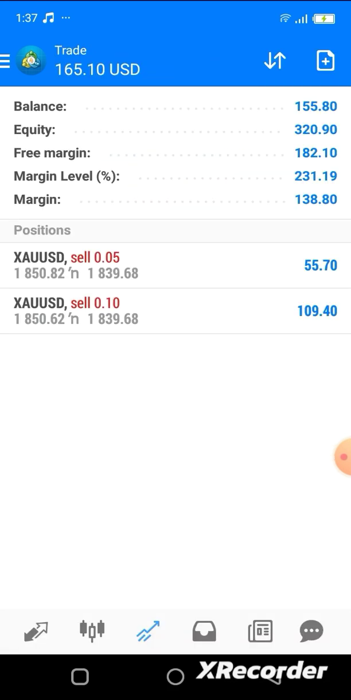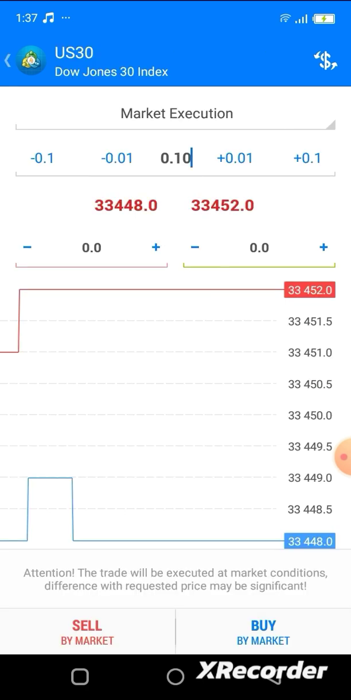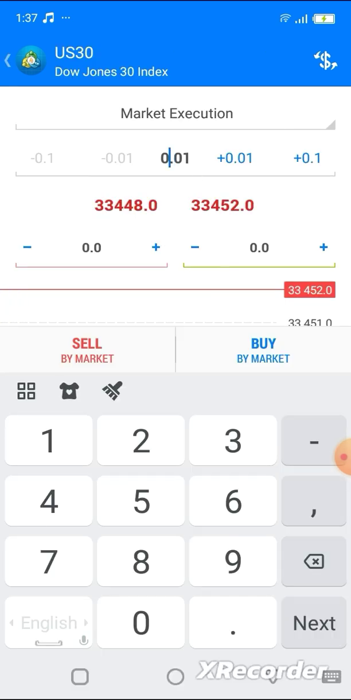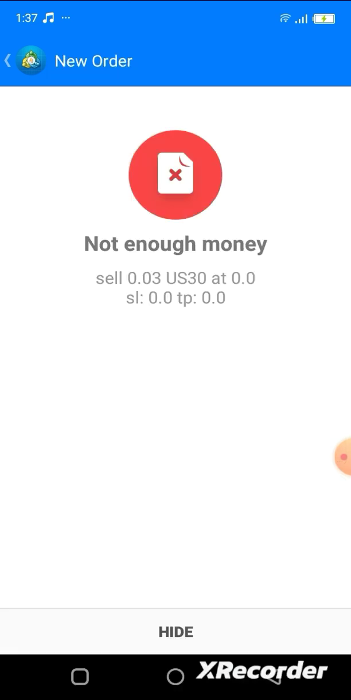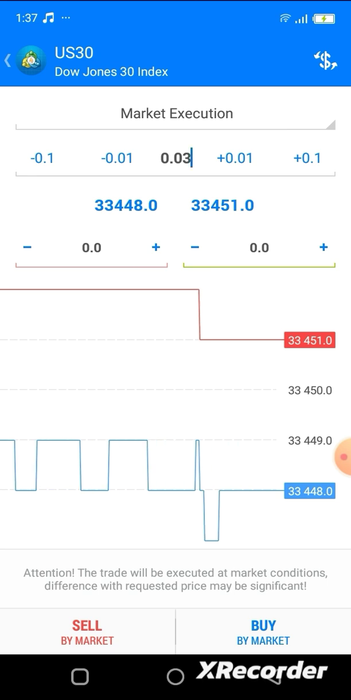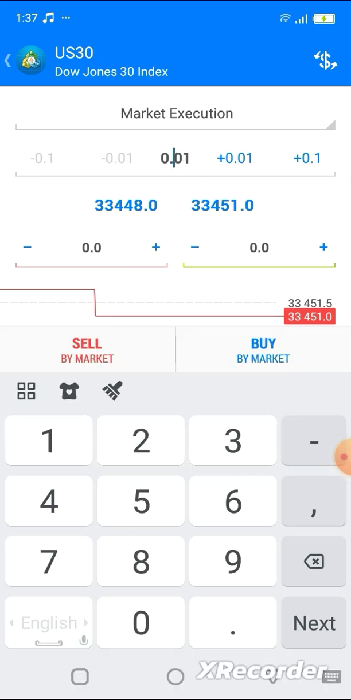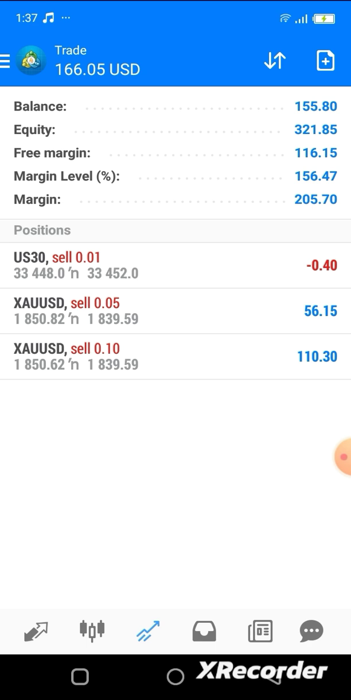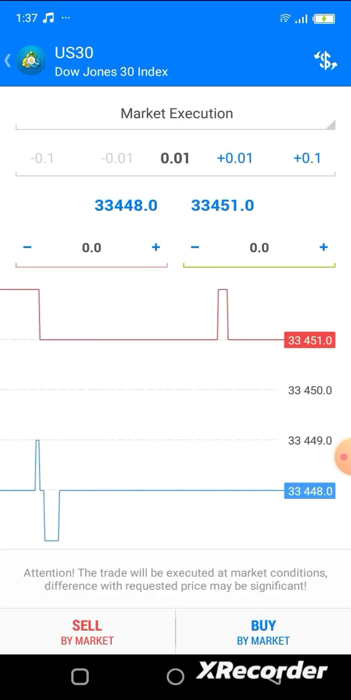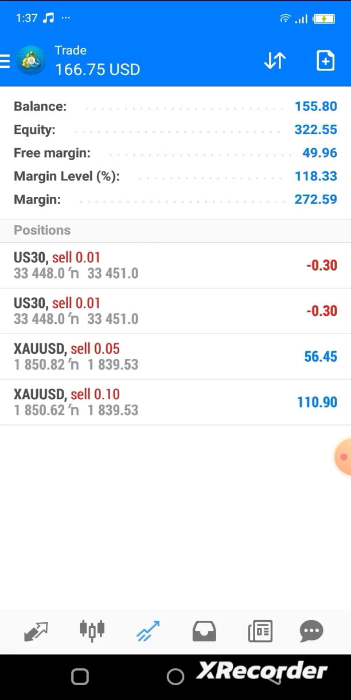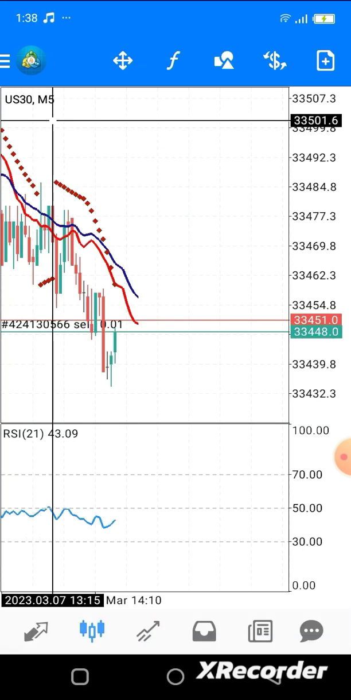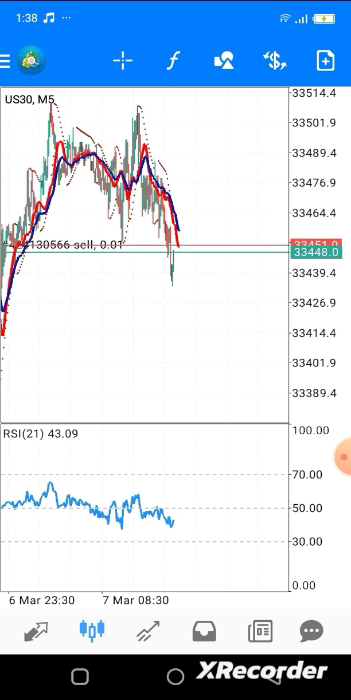Not enough money? Let me reduce the lot size. 0.01 should do. Yes, okay. Now I expect this market, this US30, to fall.